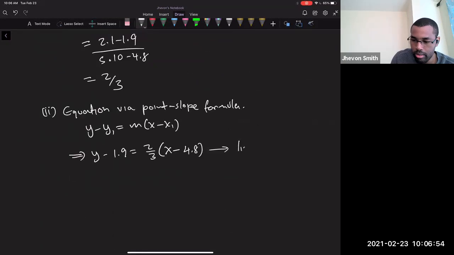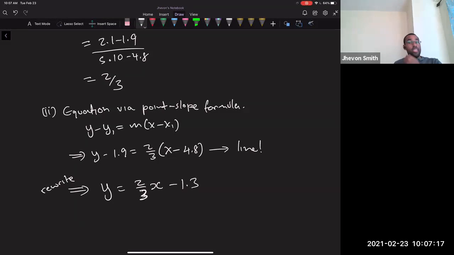So that's the line. We can rewrite this. This would look like y equals 2/3 x, and I believe this is minus 1.3. That's in slope intercept form.